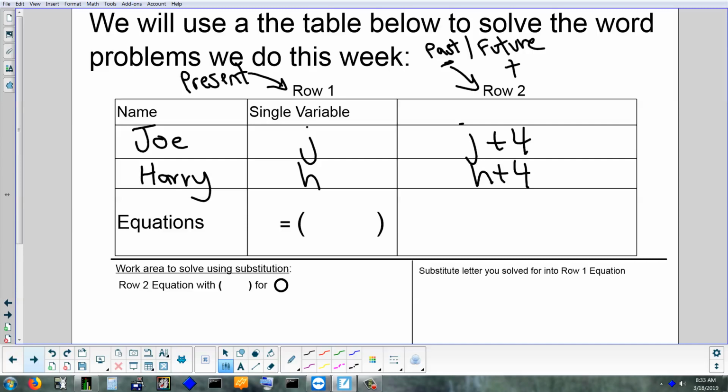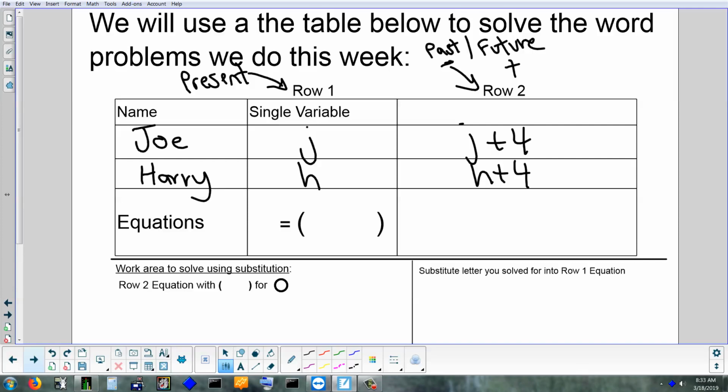So to set up my first equation, it's usually the first sentence of the word problem. So wherever I saw Joe, I'd put a J. That's how I'd represent it. Wherever I saw Harry, I'd put an H.